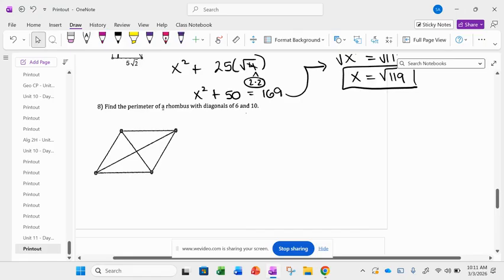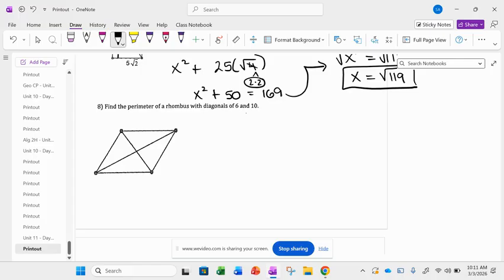Find the perimeter of a rhombus with diagonals 6 and 10. This is the hardest one. The square is really easy to remember. The rectangle is really easy to remember. The other shapes, not so easy, right? So what is it that I want you to remember? That in a rhombus, all the sides are equal.